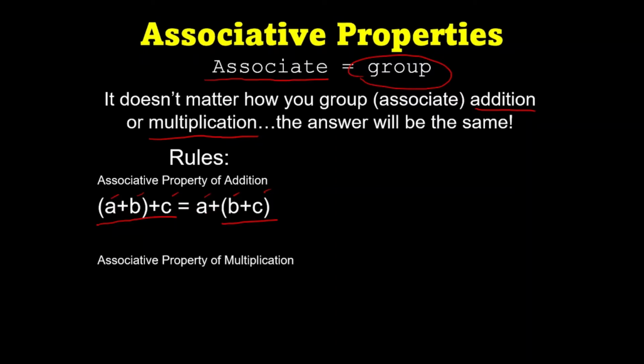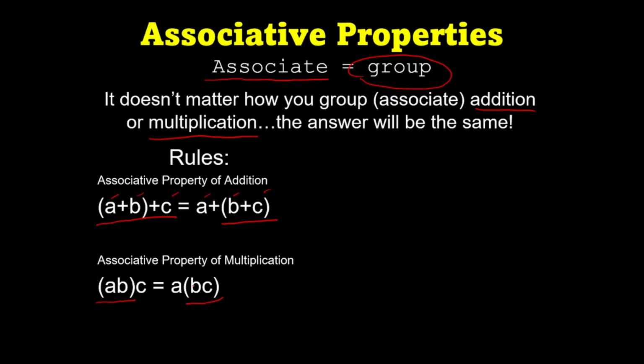Ang rule naman kay associative property of multiplication, kahit paano daw natin siya i-group as multiplication, the answer will be the same. So kung makikita nyo dito sa una, ang nakagroup ay si A and B. That means (A times B) times C siya. Dito naman, ang nakagroup ay si B and C. So, A times (B times C) siya.